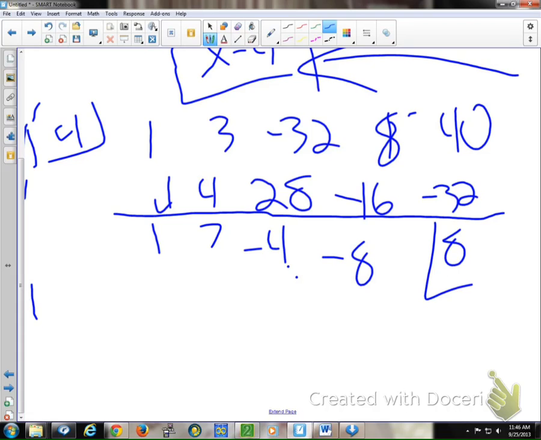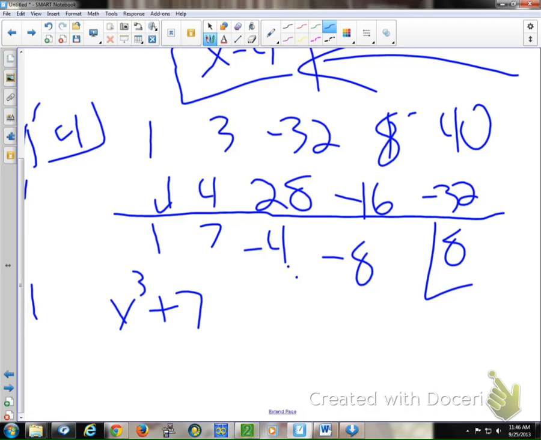Are we going to finish this problem? Yes, we are. I'm sorry. We're actually almost done with this problem. This problem started with what? X to the 4th. Whenever you do synthetic division, you're going to come down exactly 1 power. So instead of x to the 4th, we are now at x to the 3rd. 1x to the 3rd.